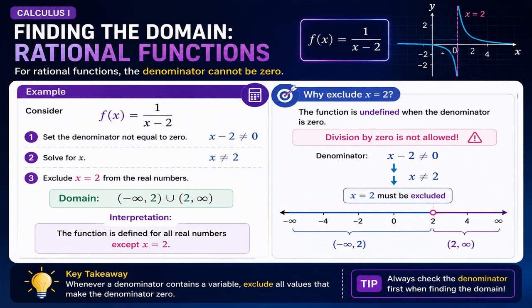Let us examine a more interesting example. Consider the function 1 divided by x minus 2. We know that division by 0 is undefined. Therefore, the denominator cannot equal 0. Setting x minus 2 equal to 0 gives x equals 2. This means that x equals 2 must be excluded from the domain. Consequently, the domain contains all real numbers except 2.